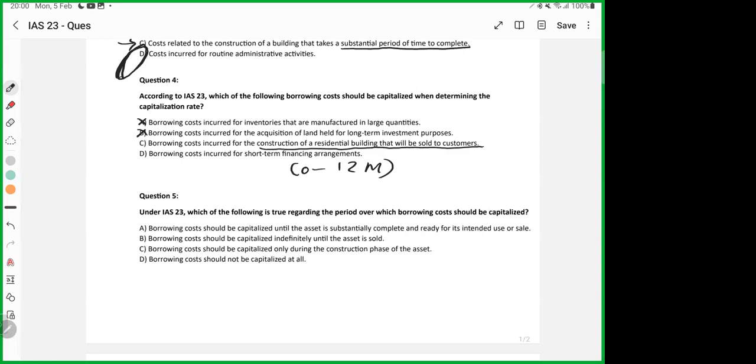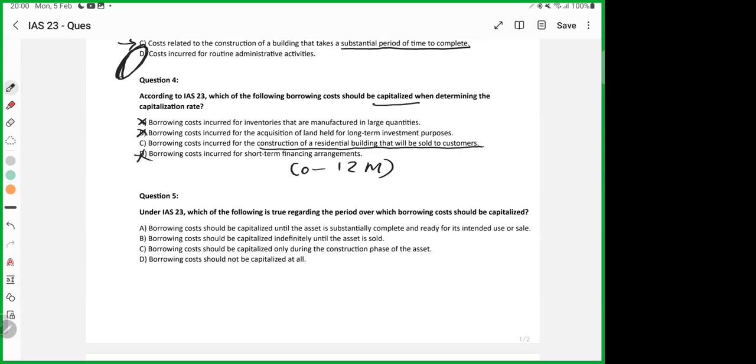According to IAS 23, which of the following costs should be capitalized? We said D, you know, less than that. We will capitalize only if it is taking a substantial period of time. So, short-term financing arrangement, is it anything to do with this statement? No, nothing. So D is out.